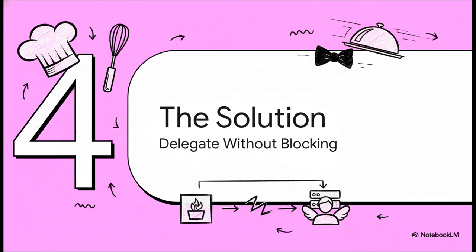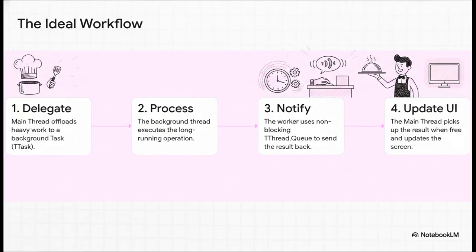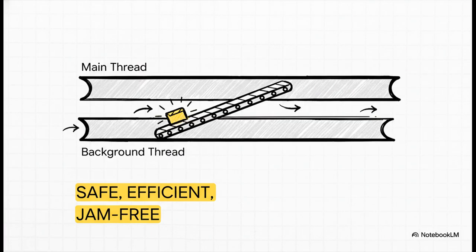So, obviously, we need a better way. We need a system where the kitchen staff can communicate with the waiter without ever stopping them. And this workflow, this is the heroic solution. First, our waiter, the main thread, delegates a heavy task. Second, the kitchen, a background thread, does all the hard work. Third, and this is the absolute key, the kitchen uses a non-blocking method, like TThread.Queue, to let the waiter know the result is ready. It's basically like leaving the finished dish on the counter and just yelling, "Order up!" Finally, the waiter picks it up and updates the screen whenever they have a free moment. Nobody ever has to stop working. This is the kind of architecture that avoids those traffic jams completely.